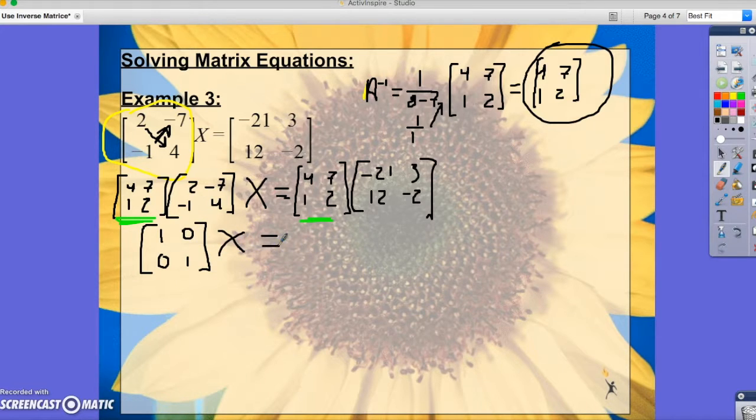Now let's take a look at multiplying this way. And I'll write this one out for us. All right, so you do this first with this. So I get what? Negative 84 plus 84, which is just 0.